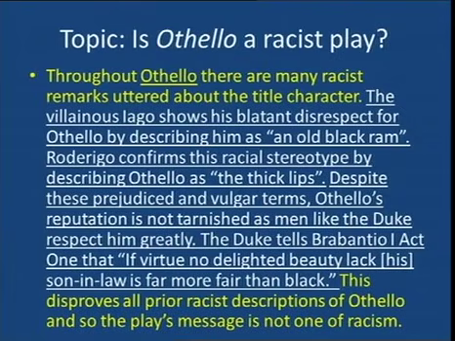Despite these prejudiced and vulgar terms, Othello's reputation is not tarnished, as men like the Duke respect him greatly. The Duke tells Brabantio in Act 1 that if virtue no delighted beauty lack, his son-in-law is far more fair than black. This disproves all prior racist descriptions of Othello, and so the play's message is not one of racism.